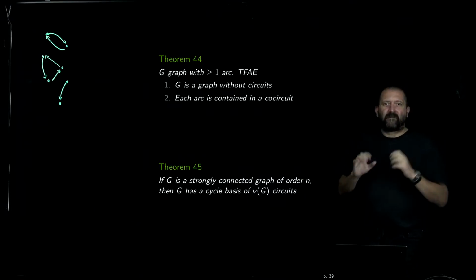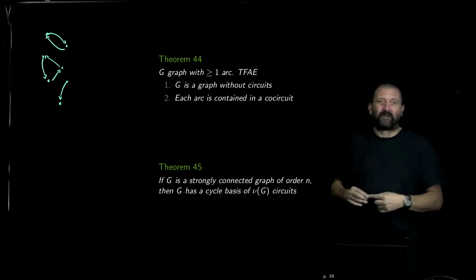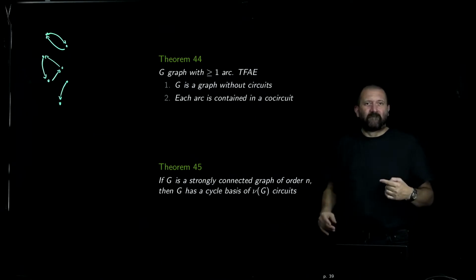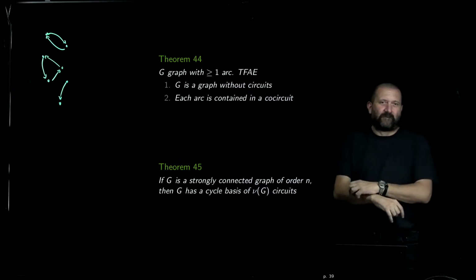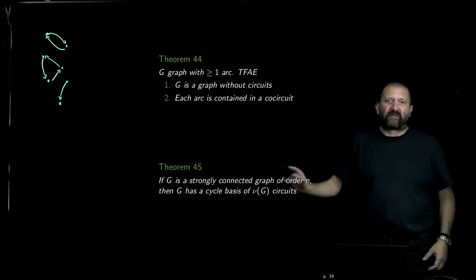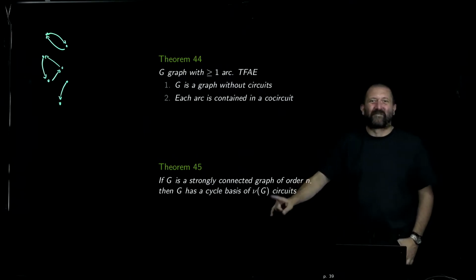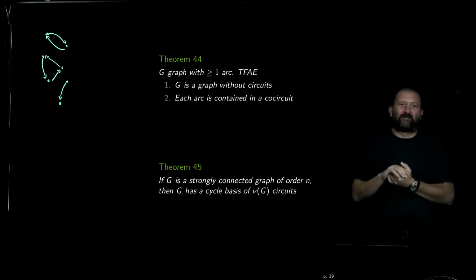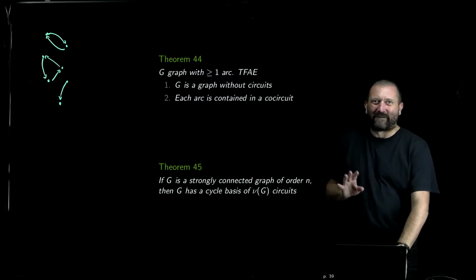What's important here is if I have a strongly connected graph, so a single strongly connected component, then the cyclomatic number, nu of G, that we saw, which is the size of a cycle basis of the graph, is equal to the number of circuits. Sorry, I'm missing an equals n here, I believe. I will check.